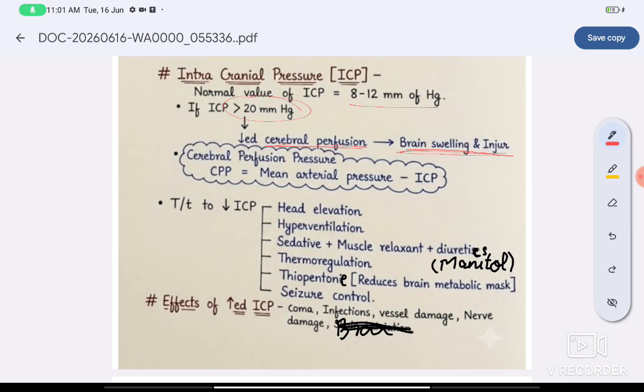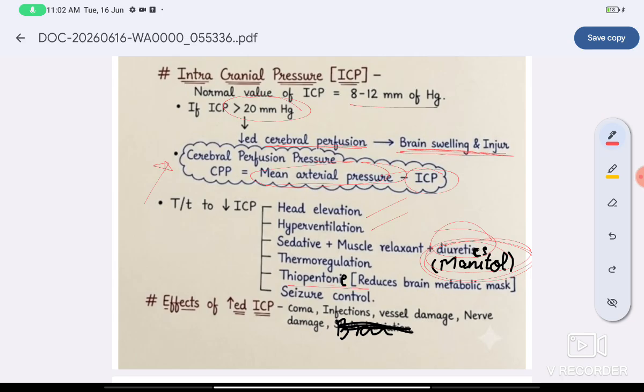Cerebral perfusion pressure means mean arterial pressure minus the ICP. This is an important formula if you can remember. Treatment of intracranial pressure defects: first you have to do head elevation, hyperventilation, sedative, muscle relaxant, diuretics. Most important diuretic that is used in cases of head injury is mannitol. It is an osmotic diuretic, so it works by osmosis. Mannitol infusion is very essential when there is brain edema or increased ICP.